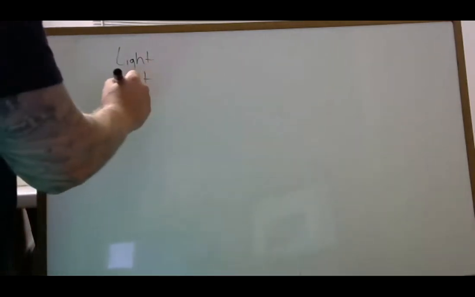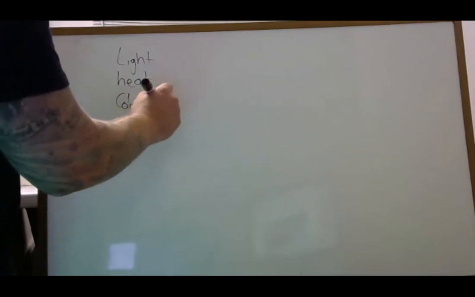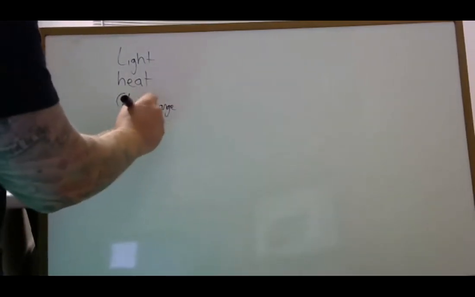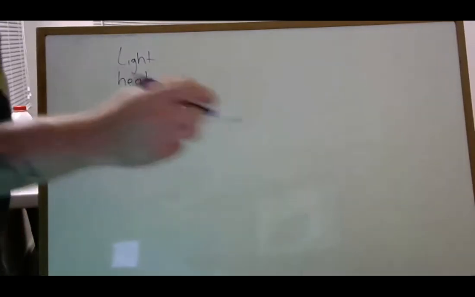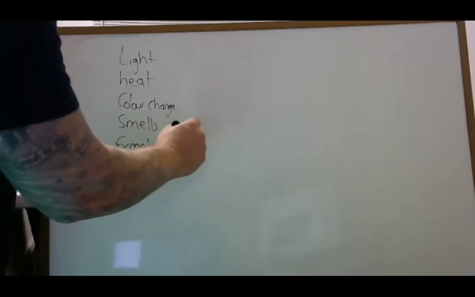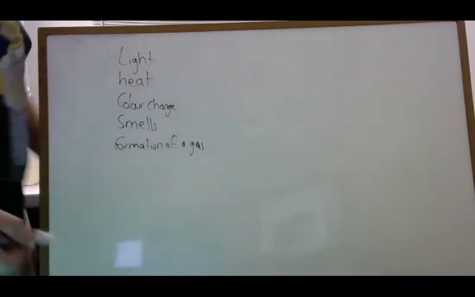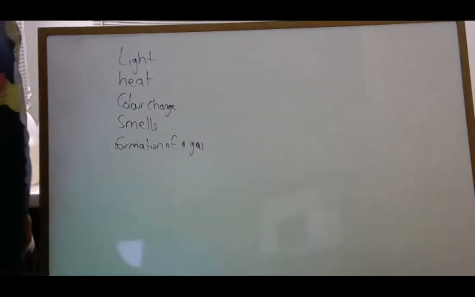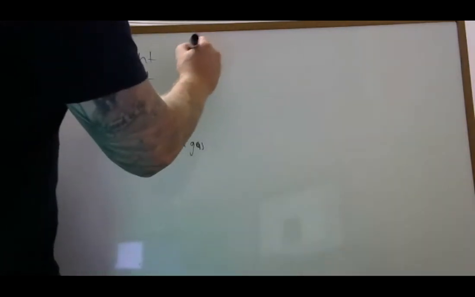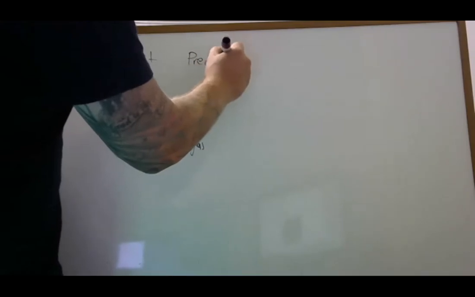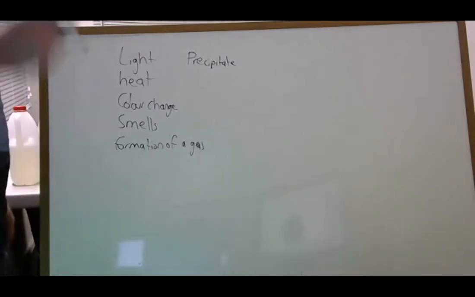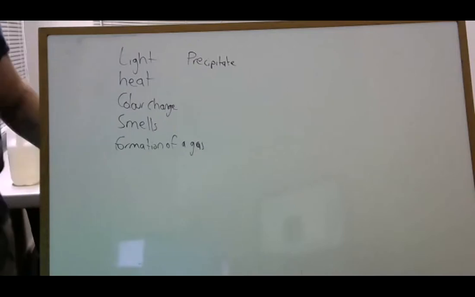So we get color change. We get smells. We get formation of a gas. All of these are evidence that a chemical reaction has taken place. We can also have formation of a precipitate. We will be going through precipitate formation and the laws around that stuff, solubility, and predicting all the precipitates.